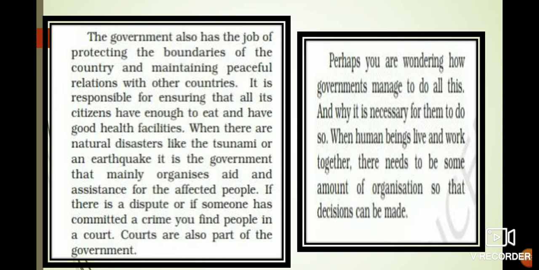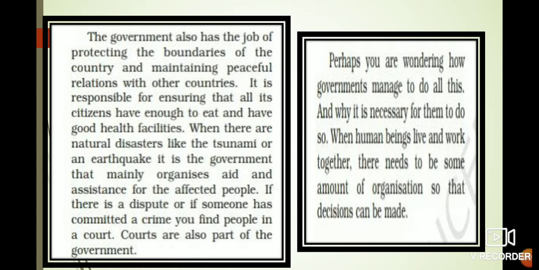Okay, now it is responsible for ensuring that all its citizens have enough to eat and have good health facilities. Not only ensuring the security of the country, but it also has the responsibility that each and every citizen should have enough food to eat in our country, and also be provided with good health facilities.